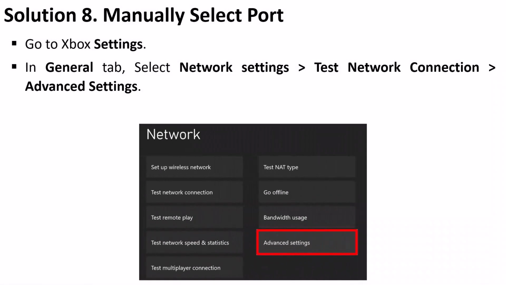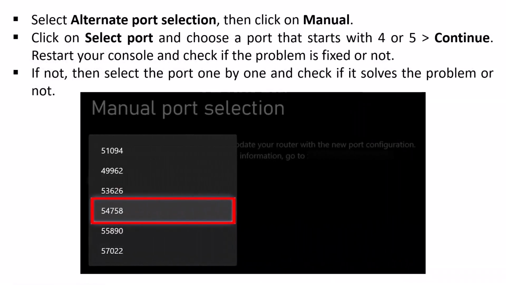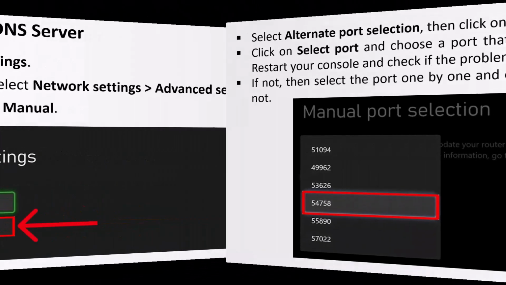Next solution is to manually select port. So go to Xbox settings, in general tab select network settings, test network connection, advanced settings. Select alternate port selection, then click on manual, click on select port and then select a port that starts with 4 or 5, then continue. Restart your console and then launch the game and check if problem fixed or not. If not, then repeat the process and select the port one by one and check which one works for you.